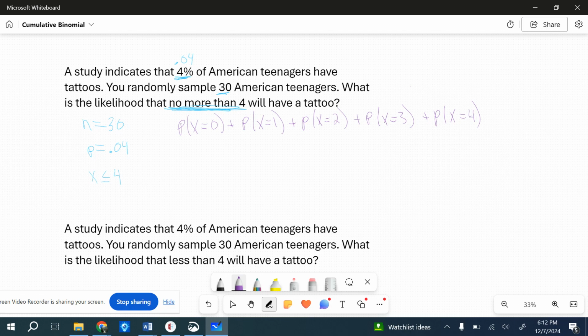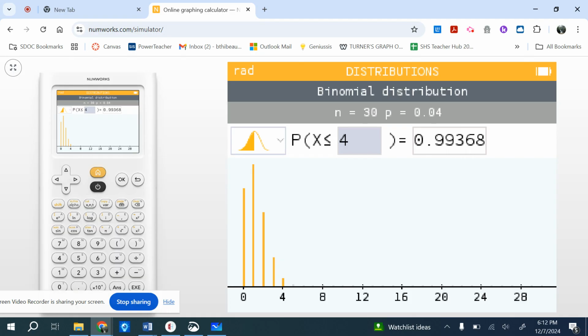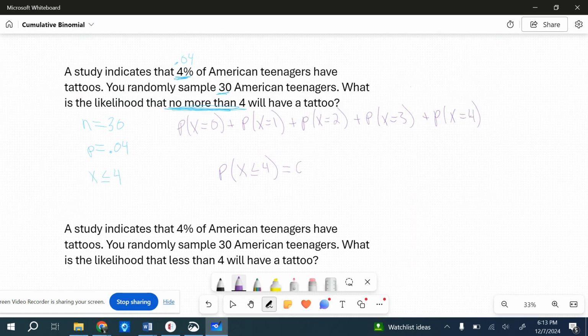But if you don't want to do that and you want to use the shorter method that I just showed you, you just need to tell me that you are finding the probability that x is less than or equal to 4. And that equals that number that we got from our calculator. So over here, the number from my calculator was 0.994. So this turns into 0.994.